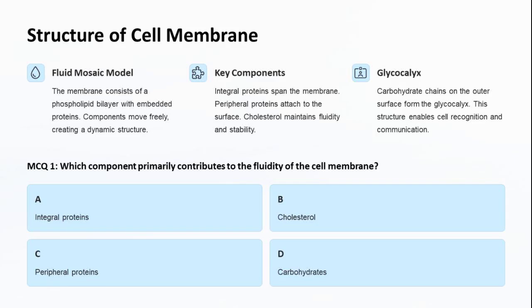Let's check your understanding. Which component primarily contributes to the fluidity of the cell membrane? A. Integral proteins. B. Cholesterol. C. Peripheral proteins. D. Carbohydrates.